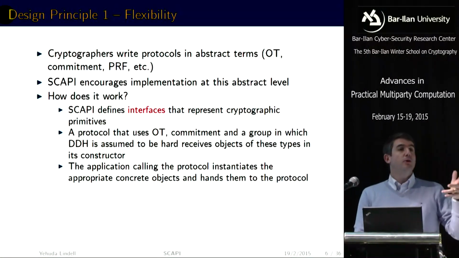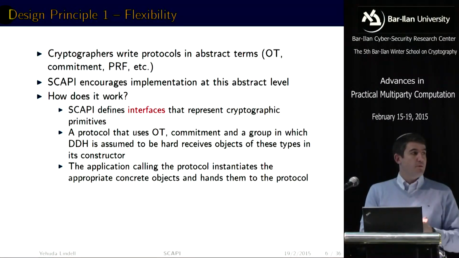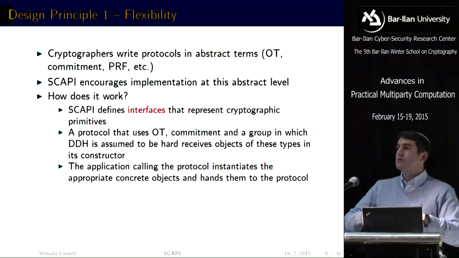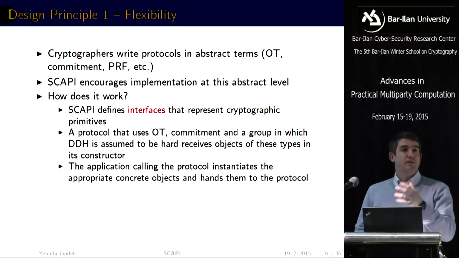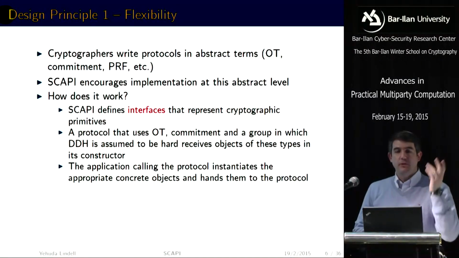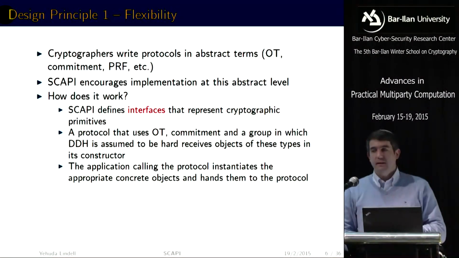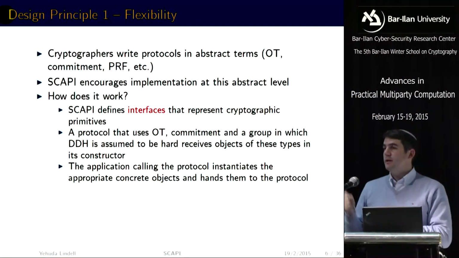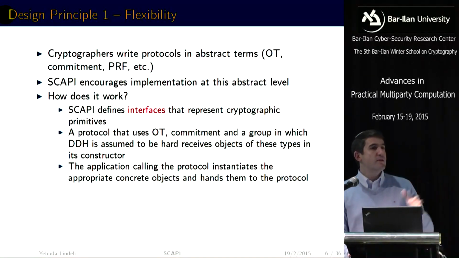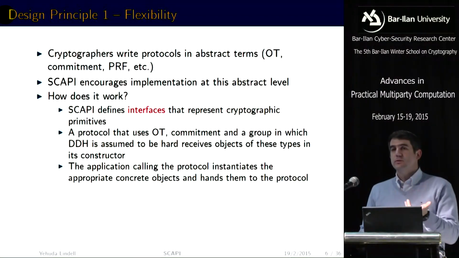And then the application will call the protocol. So I have now, say, a protocol that uses oblivious transfer, commitment, and some group. Then essentially the constructor of the protocol is supposed to receive one of each of these types, and the application will just decide at that point which one it wants to use. So I want an elliptic curve group of a certain type, say P256, and I want to use PVW transfer, and I want to use Ivan's brand new commitment, and I construct one of each of those and pass that to the constructor of the protocol. And the protocol itself is completely oblivious to what it's actually receiving.